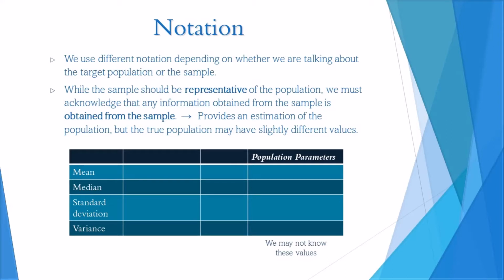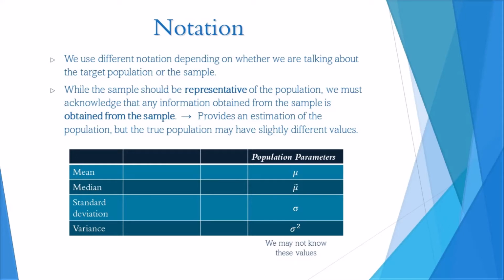For example, the true population mean is represented by the Greek letter mu. The median is noted by mu tilde. The standard deviation is represented by the Greek letter sigma, and the variance is noted by sigma squared.